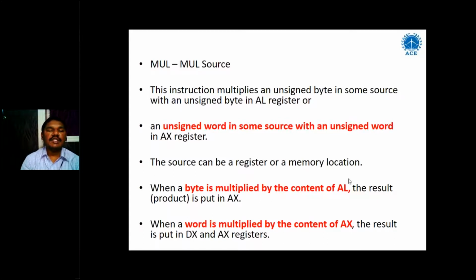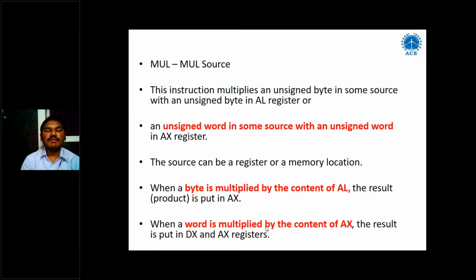So when it is multiplying the AL with the source byte, the content is again stored in the AX register, because 8-bit multiplication will give 16 bits: 2 power 8 into 2 power 8 is equal to 2 power 16. So to store that 16-bit result, we need the AX register.